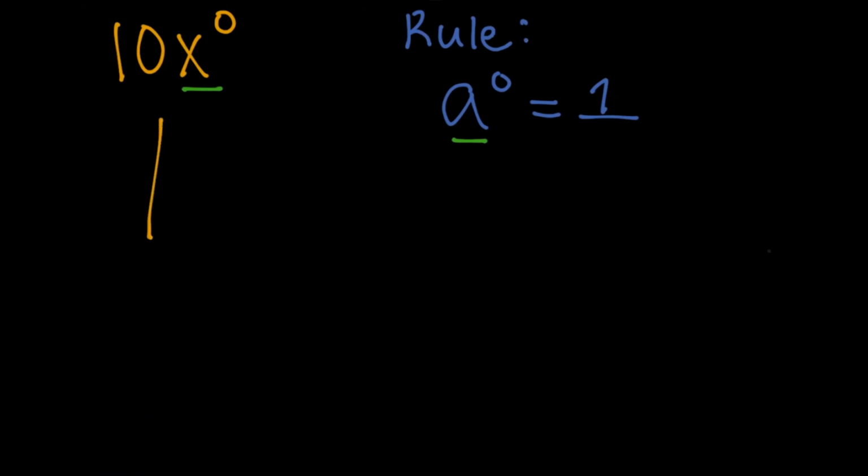So what we're going to do is first, the 10 is unaffected. That's not part of the exponent. But now we see x is to the power of 0. So what that will give us is just 1. So our final answer is just 10.